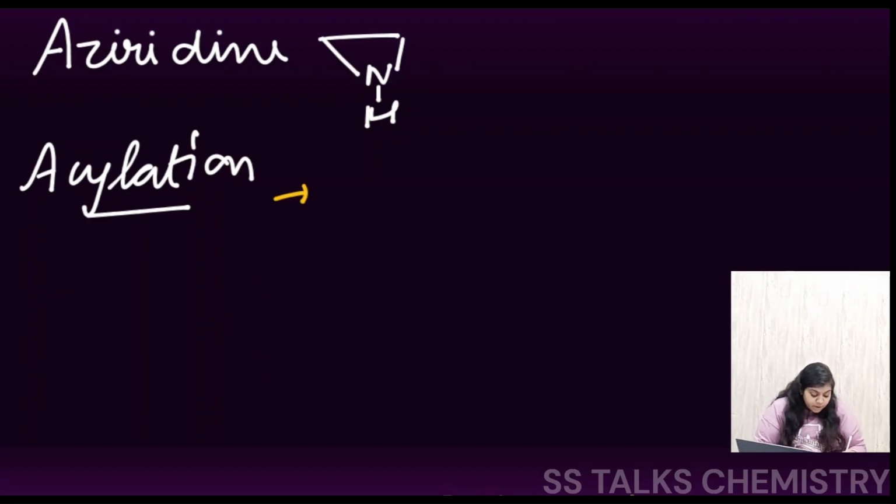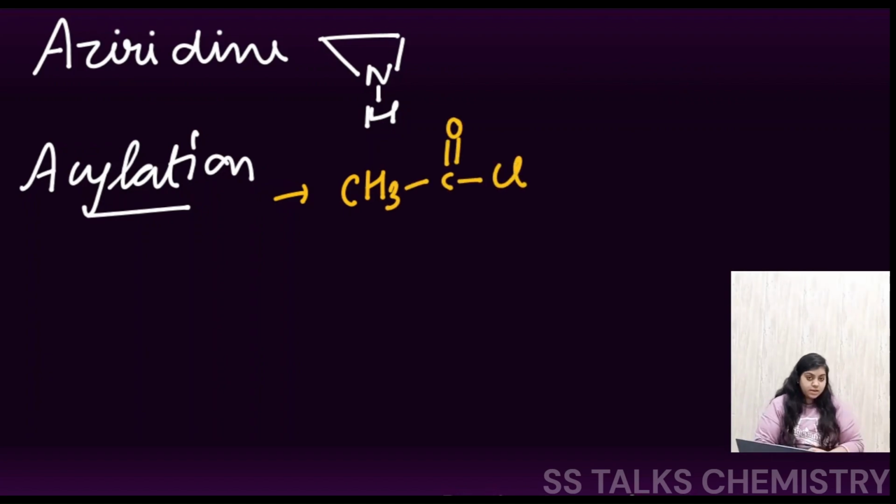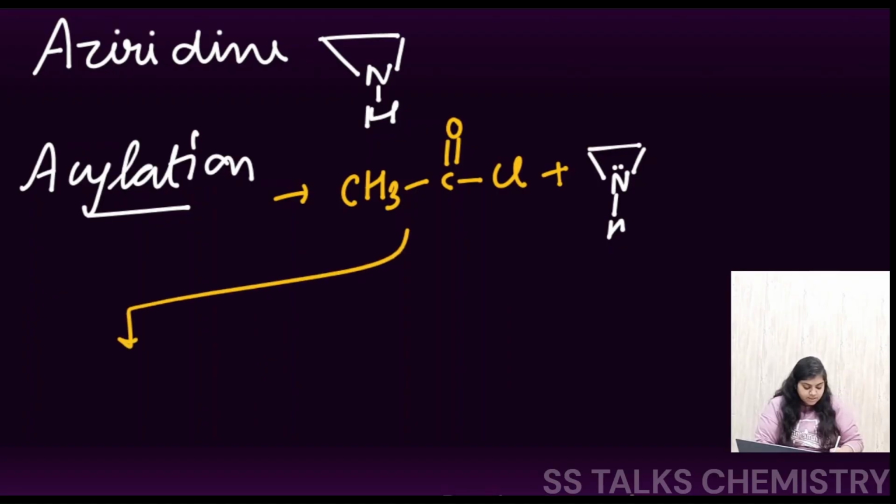Acylation means the treatment with acyl groups such as CH3, C double bond O, and Cl. So this is the acylation, and the reaction we are going to do is with aziridine, which is a three-membered ring with this hydrogen center and this lone pair of electron density present. Now this reaction can occur in two conditions. One will be in the presence of the base and the other will be without the base.